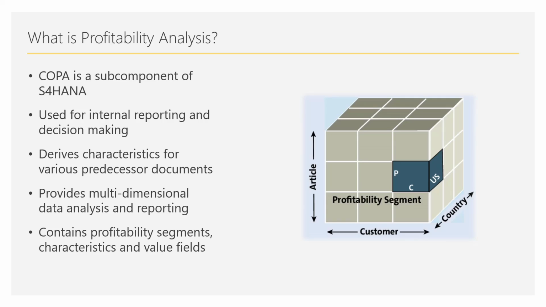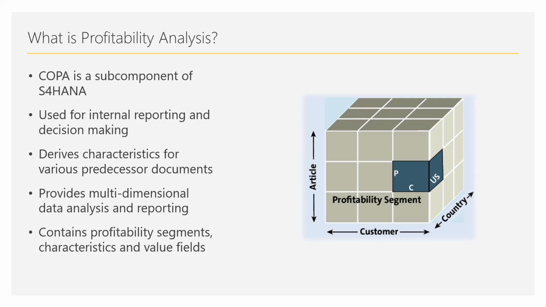Do not worry, it might look confusing at this point, but we will understand what is a characteristic, what is the value field, what is a profitability segment, and we will also see what is this multi-dimensional reporting that we will get out of COPA, which is not possible in normal FI module. So first of all, how is the data flowing from different modules to COPA?